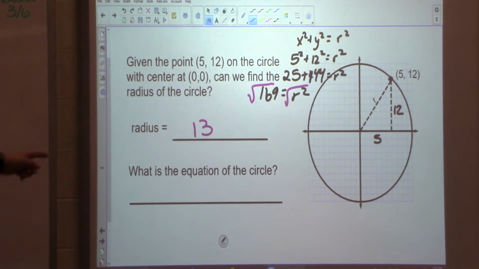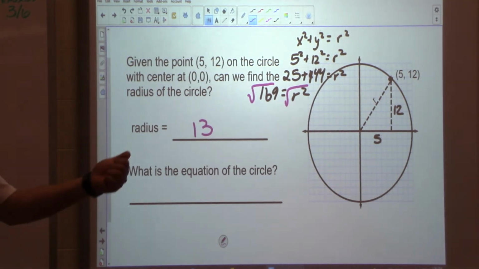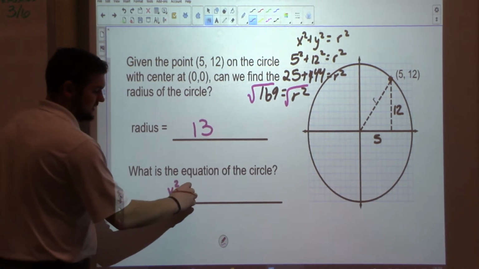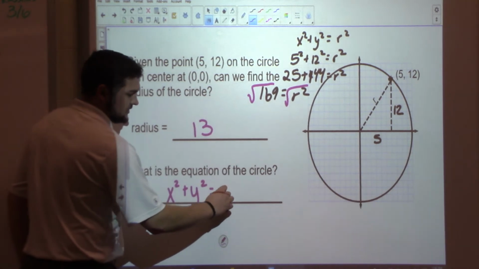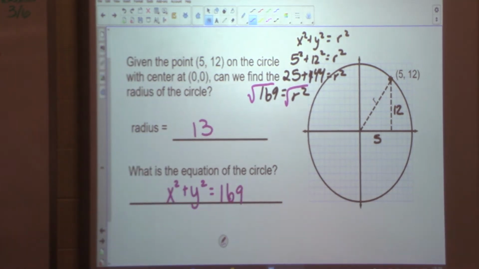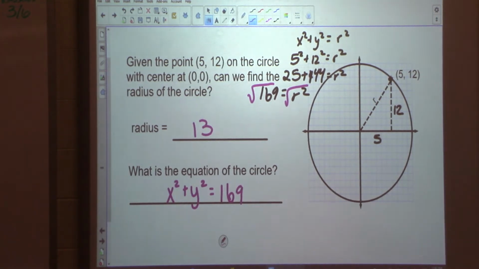Well, can you write an equation for that circle now? Centered at 0, 0, radius of 13? Yeah, we could go x squared plus y squared equals 169. So if it gives you a point and it gives you the center, you should be able to find your radius and then write an equation. Does that make sense? Do we have any questions on that?